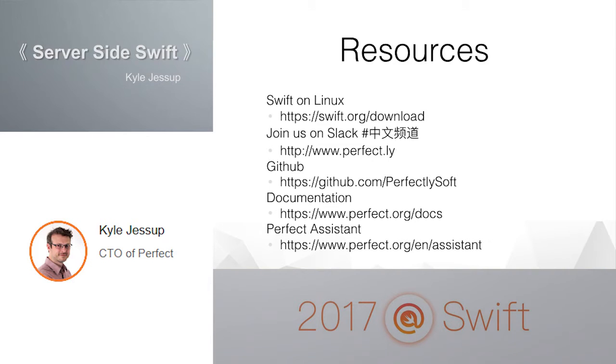This is where you get Swift on Linux at swift.org. You can join us on Slack. You can peruse our GitHub. There's all of our documentation, all of which is also available in Chinese. And we have a tool called Perfect Assistant, which is a Mac OS app we wrote. If you're using Swift Package Manager for any sort of Swift server, or not, as long as you're using Swift Package Manager, you might want to check it out. It provides a lot of functionality.